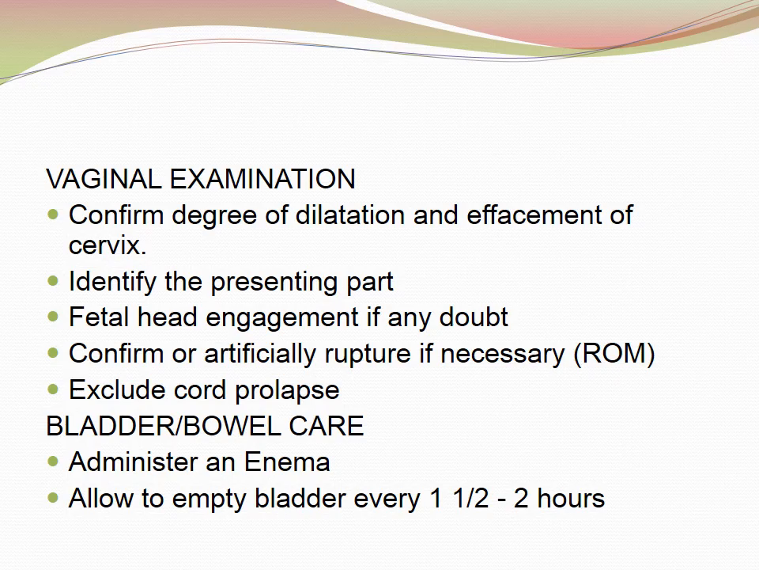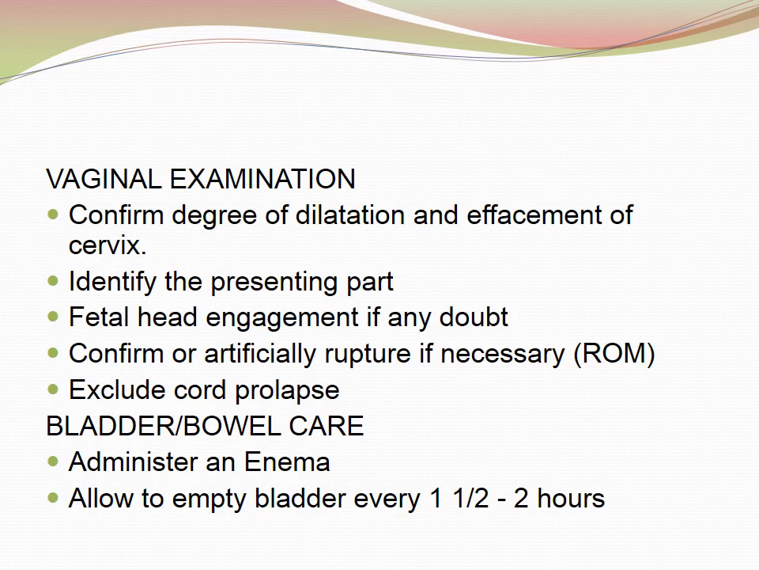Vaginal examination: we usually do the vaginal examination to confirm the degree of dilatation and effacement of the cervix, identify the presenting part and the station of the presenting part, and fetal head engagement if there is any doubt. Confirm whether the membranes are intact or not, and you can also do artificial rupture of the membranes if needed, and exclude cord prolapse.